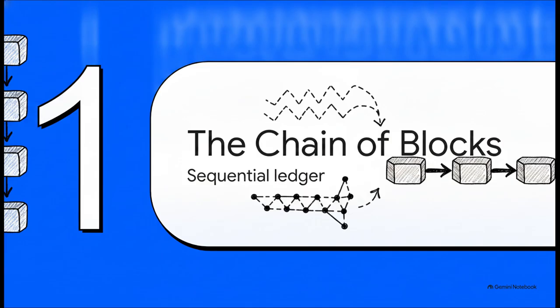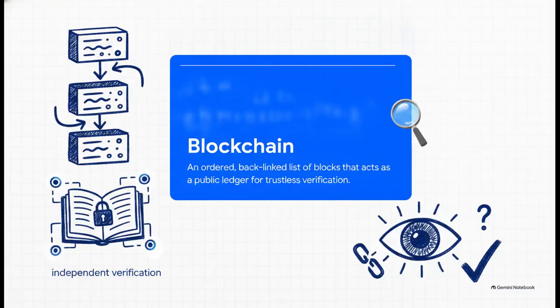Let's dive right in. So, what actually is a blockchain? At its core, it's exactly what it sounds like. An ordered, backlinked list of blocks of transactions. It acts as a public ledger that records every payment ever made. But the absolute most crucial point here is the end of that definition. It creates a completely trustless system.